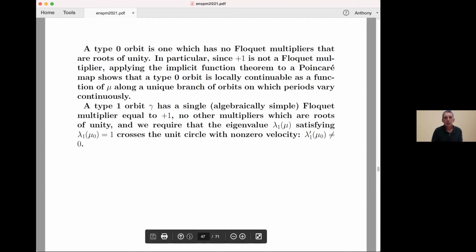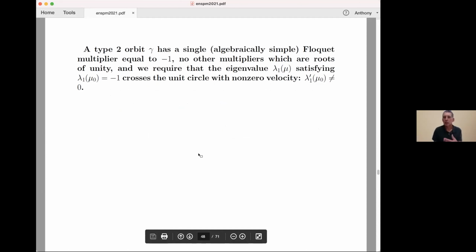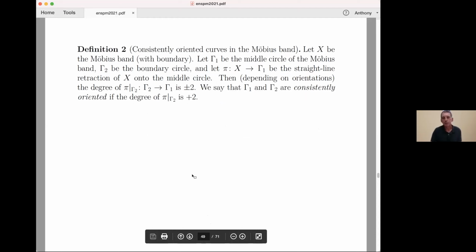And then there's a final type 2 orbit. That's the case where there's a single Floquet multiplier equal to -1, no other multipliers which are roots of unity, and this Floquet multiplier crosses the unit circle again with non-zero velocity. And so those are the basic types.